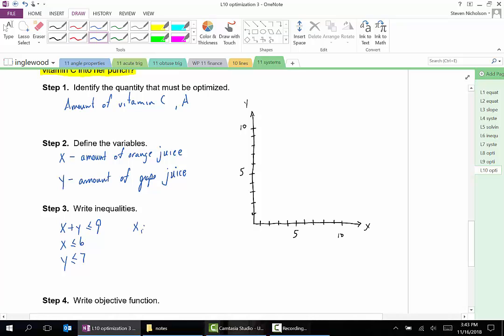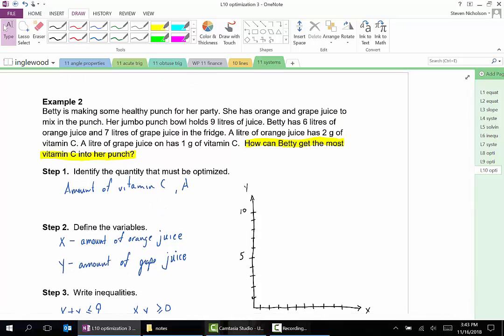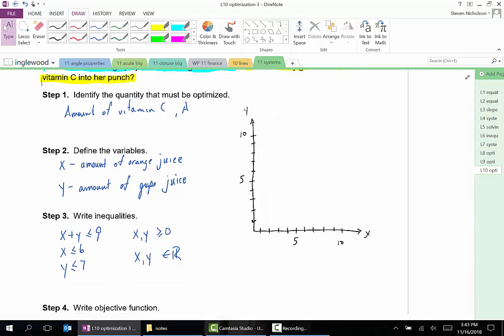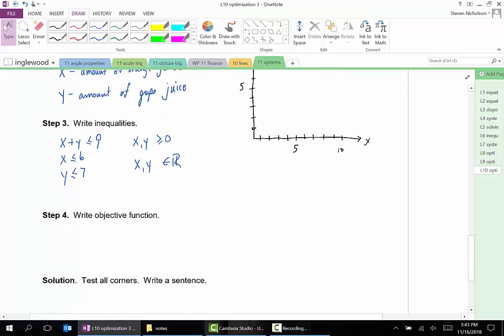But as I just said, notice I haven't set any negative numbers. So again, the amount used has to be greater than 0, and X and Y can be decimals. You don't have to add 1 liter, you can add 1.6 liters. And finally, when we go ahead and write our objective function, again, the objective function comes from this statement right here. So this is how much vitamin C is in 1 liter of orange juice, and that's how much vitamin C is in 1 liter of grape juice.